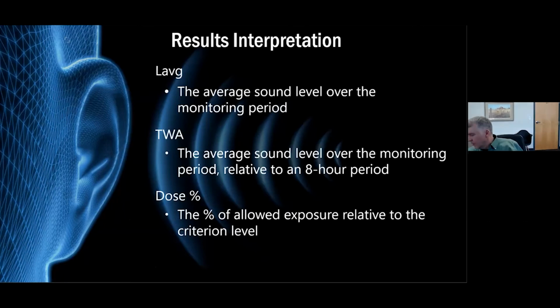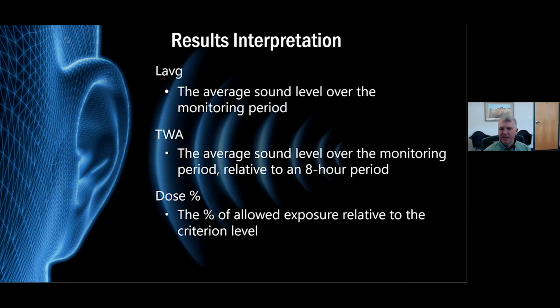So now I want to talk about results interpretation. When you're looking at your noise dosimeter, or you get a printout, which by the way, there are two ways you can get the data off a noise dosimeter. You take it off the employee at the end of the day. You can actually toggle through the dosimeter and just write the numbers down, or you can download the data and print out the results. I'd recommend in general, if you're able to, download and print it out so you have a record of it.